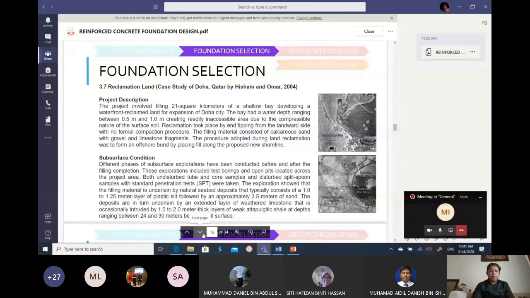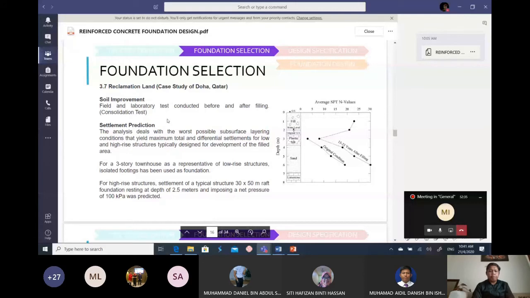Okay, and then soil improvement. So we have to do the soil improvement. So field and laboratory test conducted, which is one of the study is a consolidation test. So this is the original condition, before the process of filling. So after 12 to 32 years after filling, then they start the construction. So just imagine how long that we need to make sure that the soil is really stable in order for us to start the construction of that area, so that the soil is really stable and have a specific bearing capacity to construct the structure.